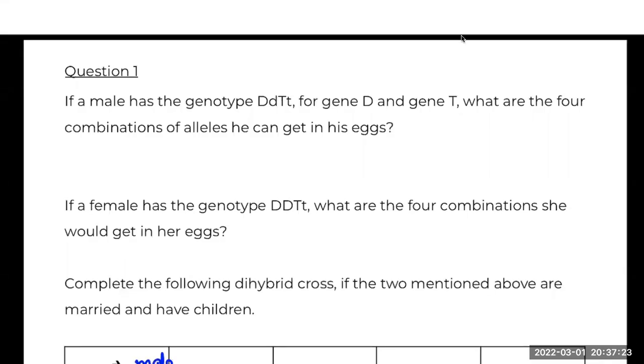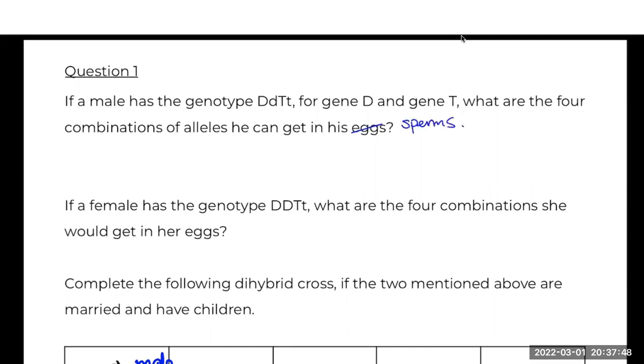Alrighty, so this is the answer to lesson 6, practice questions on predicting inheritance for two genes. The male has genotype big D, little d. So what are the 4 combinations that he can get in his eggs? I'm sorry, people. I don't know why I wrote eggs.